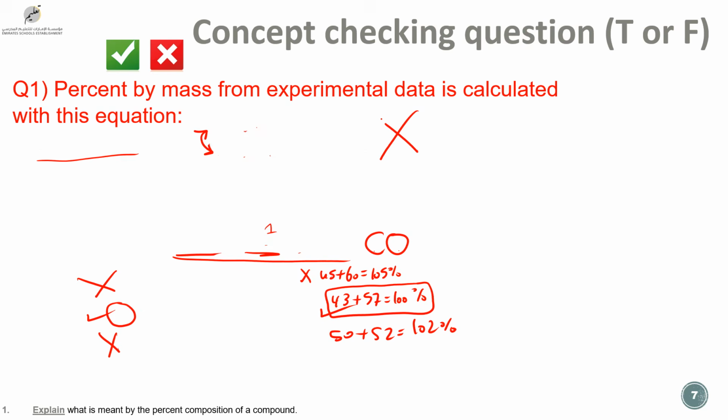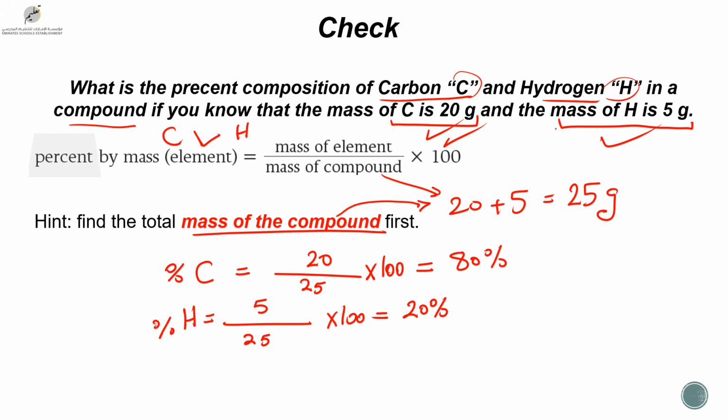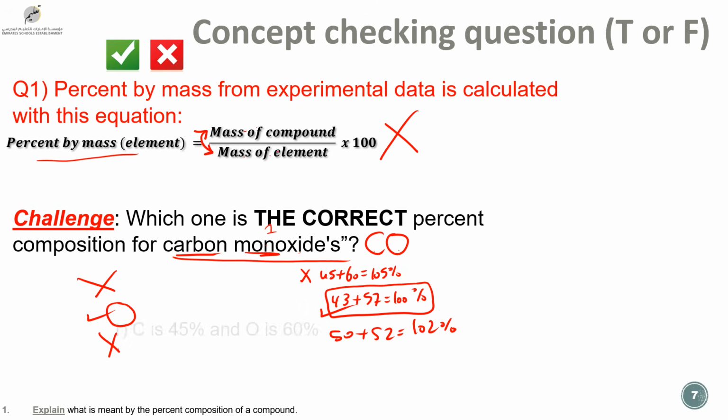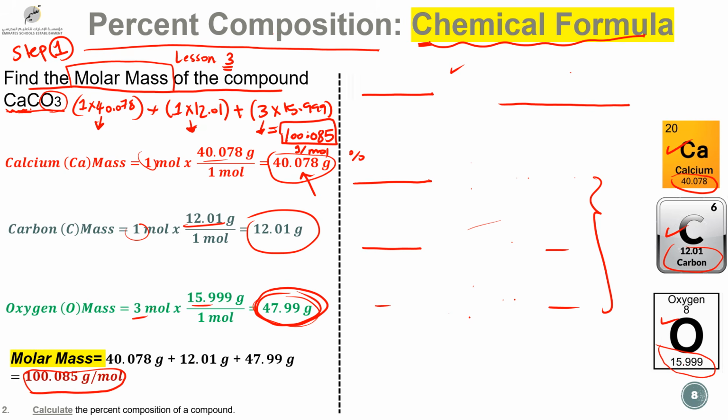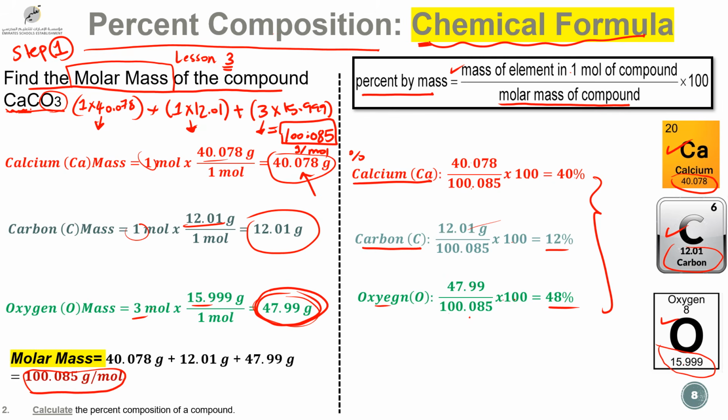In the previous examples, you have the mass, so you use it directly. Now you don't have the mass, you have only the formula, the chemical formula. And this is how you do it. Okay, that's it. So all of this is the percent. I write the word percent as a ratio, because this ratio means percent. So percent composition of CaCO3.